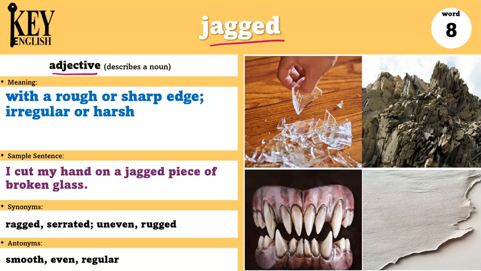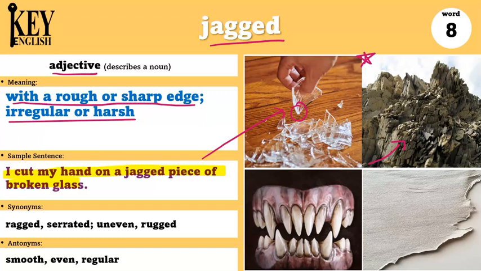Jagged is an adjective and it is with a rough or sharp edge, irregular or harsh. For example, I cut my hand on a jagged piece of broken glass. So anytime that something is rough or sharp, so here this glass would be something very sharp, we can describe it as being jagged. It's a jagged piece of glass. I could also describe rocks as being jagged. For example, I could say, we carefully climbed up the jagged rocks.